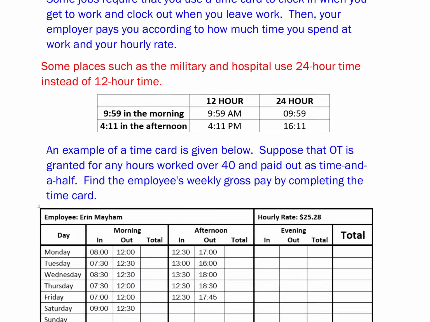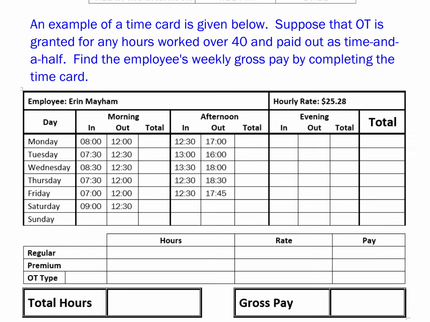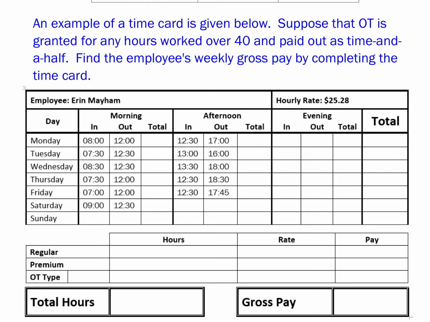Now here we do have a time card, and we have some rules here. The rules are overtime is granted for any hours worked past 40, and it's paid out as time and a half. Find the gross pay by completing the time card. So, we have Erin Mayhem. She gets paid $25.28 an hour. Here's the hours she worked Monday through Saturday, in the mornings and in the afternoons, and we are going to fill this out.